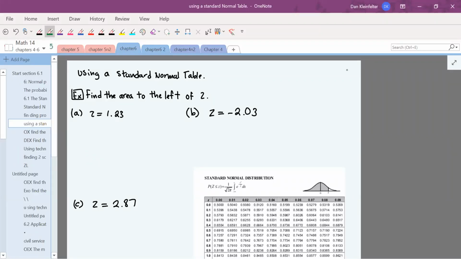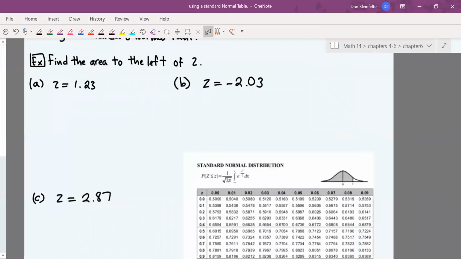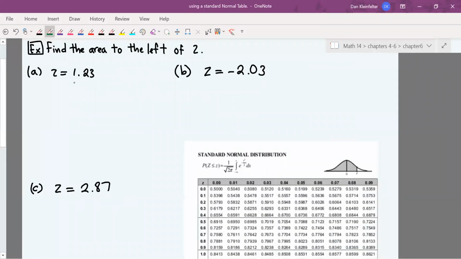All right, so we're back to continue with section 6.1. We're working on practicing using the table to help us find probabilities for a standard normal distribution. So for this next one, we have z of 1.23. We want to find the area to the left of z.